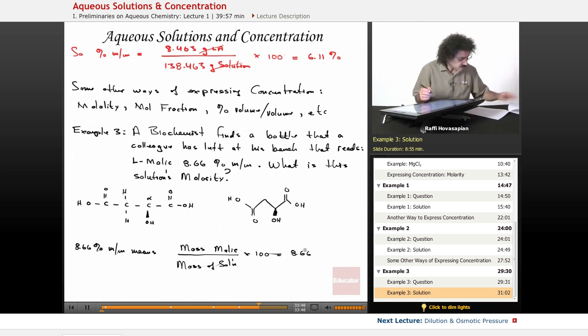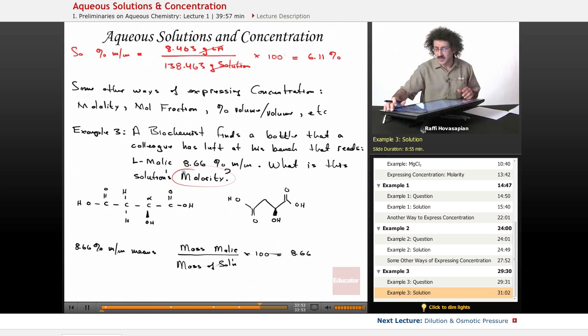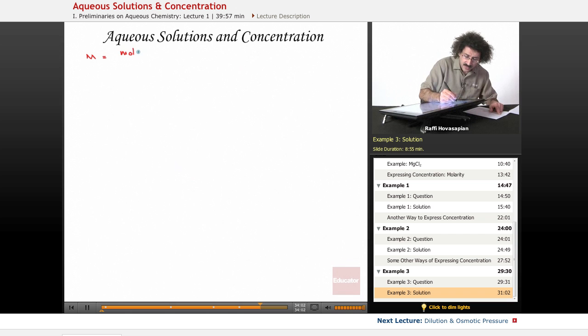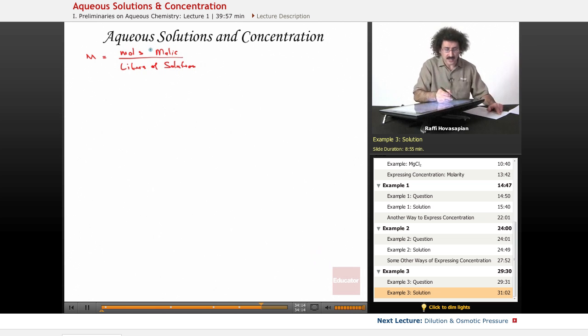Okay, so now let's ask ourselves what it is that we want. Let me do this in red. We want molarity. It's really, really important that you know what it is that you want. So I want molarity. Molarity means I want the moles of malic acid over the total liters of solution. I need those two numbers. I need this and I need this. How can I get that based on the information that I have?